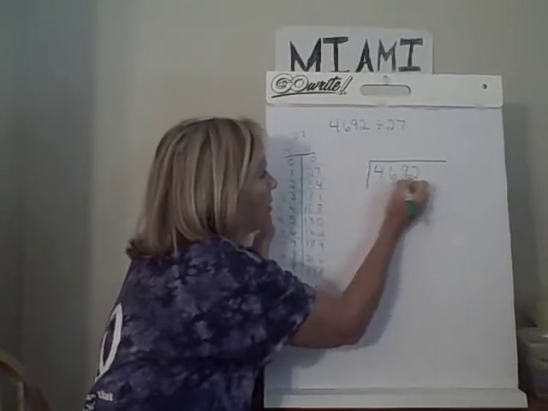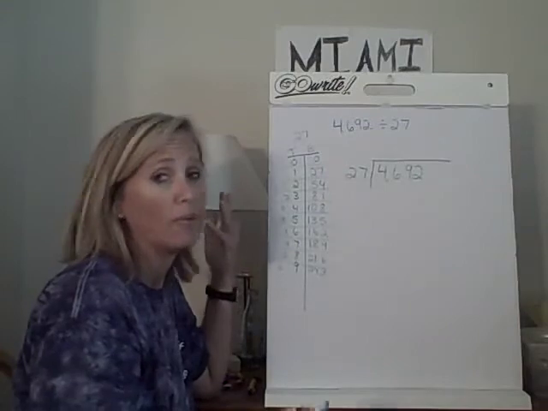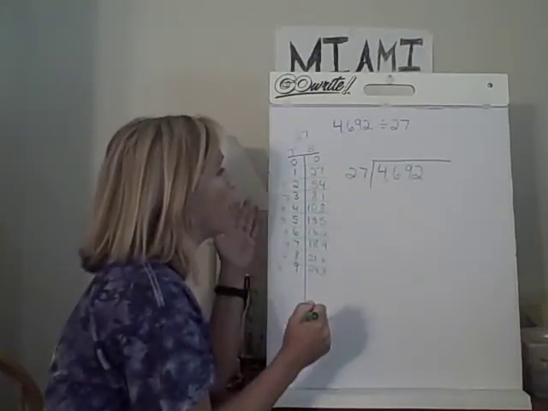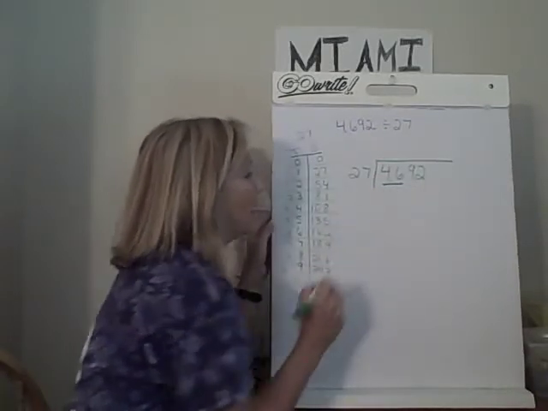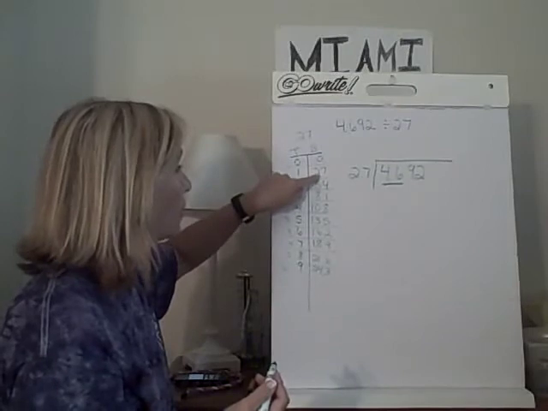4,692 divided by 27. And then I'm going to start just like I always have. All right, look, will 27 go into 4? No. Will 27 go into 46? Yes, I've got that underlined now. 27 goes into 46. The closest number to that going over is 27.